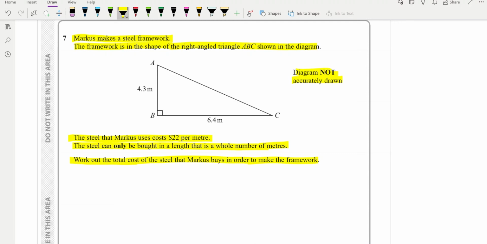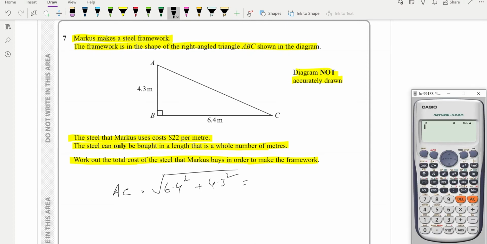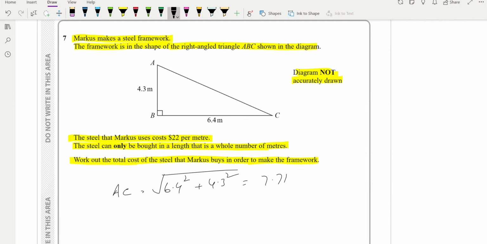So we can apply Pythagoras theorem to find this length, which is AC. For that we can write AC is equal to the square root of 6.4 squared plus 4.3 squared, and this is equal to 7.71.